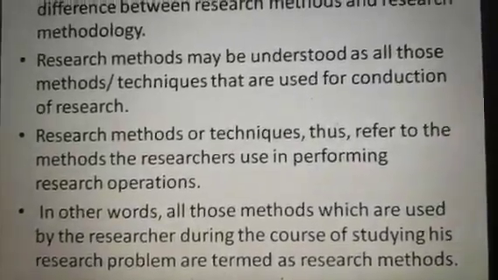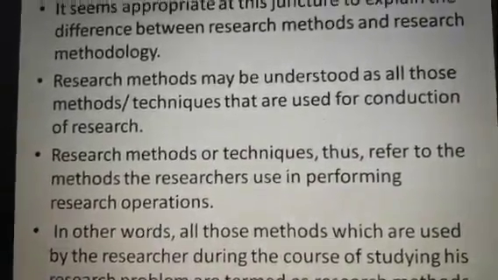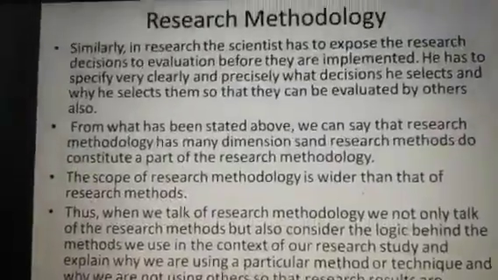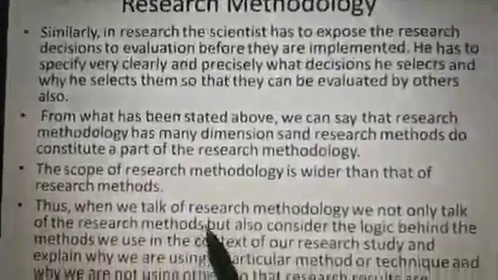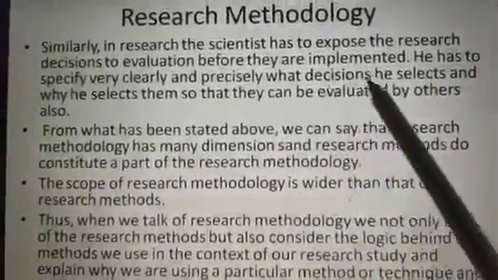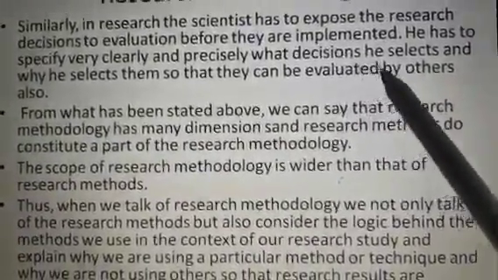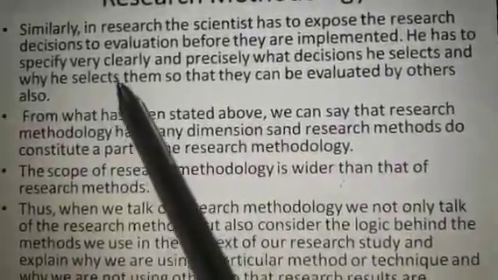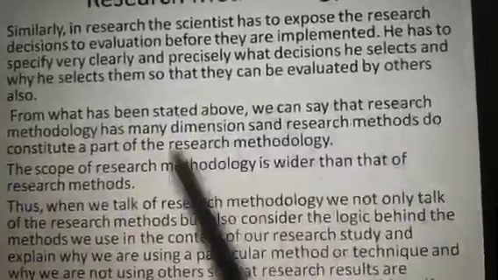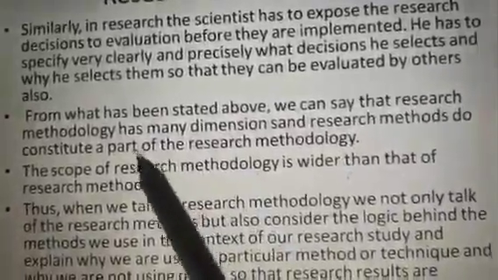So students, when you thoroughly look at your syllabus, each unit is called a research method because you have to conduct each step during the course of your research. So, the difference between research method and methodology. Similarly, in research, the scientist has to expose the research decisions to evaluation before they are implemented. He has to specify very clearly and precisely what decisions he selects and why he selects them, so that they can be evaluated by others also.